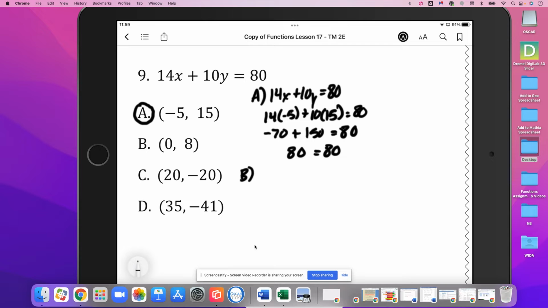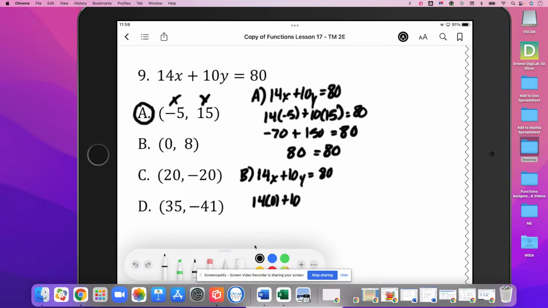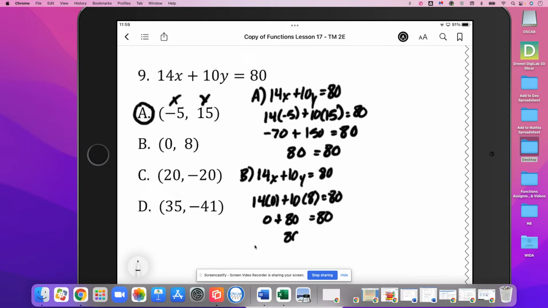B, we've got 14x plus 10y equals 80. Again, our x values are first, our y values are second. So 14 times 0 plus 10 times 8 is 80. So 0 plus 80 is 80. And yes, 80 is equal to 80. So B does satisfy the function.